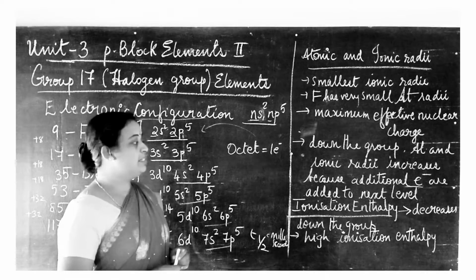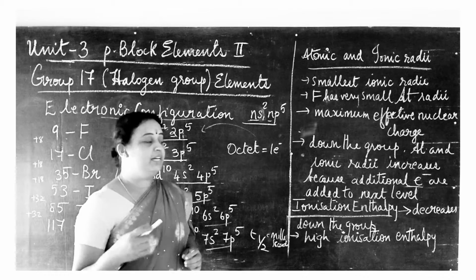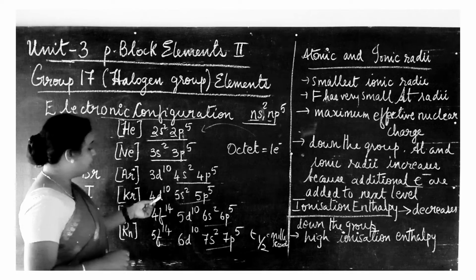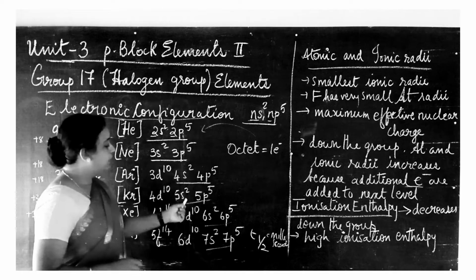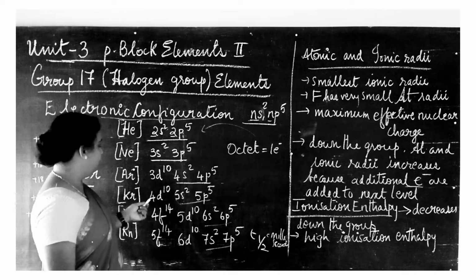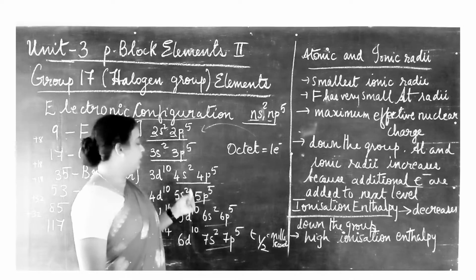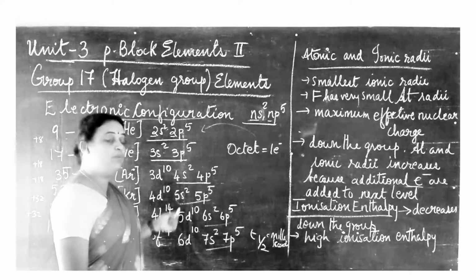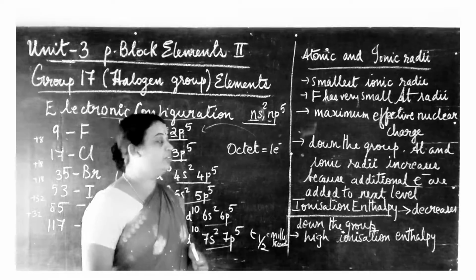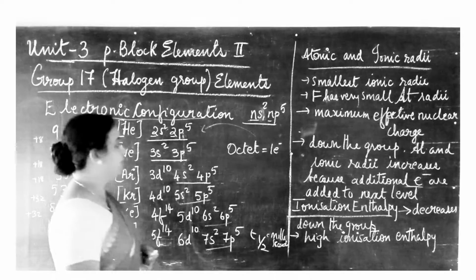The reason behind this is that as the atomic number increases, the additional electrons are added to the next energy level. Energy level means your shells. So after 14 electrons are added, again electrons are added to 5s, then to 5p. Likewise it goes on. So additional electrons are added to the next level. It is not in the same level.